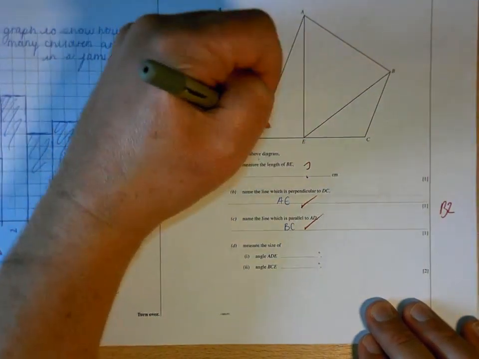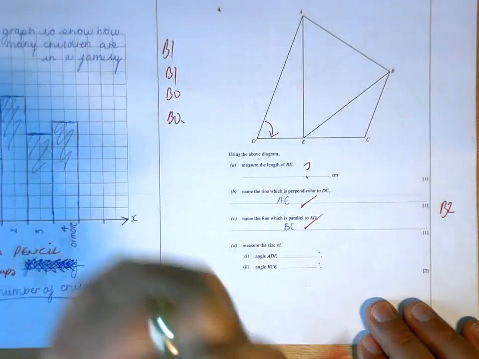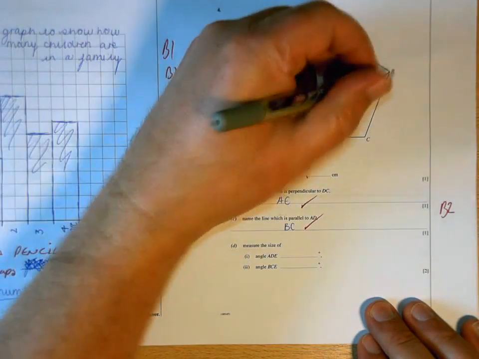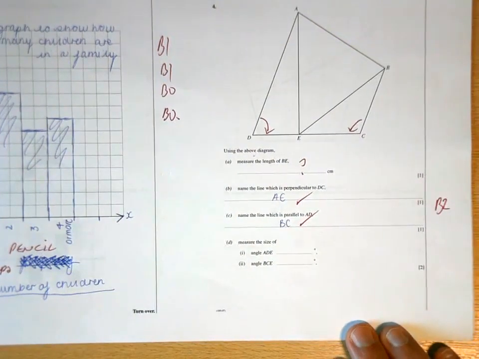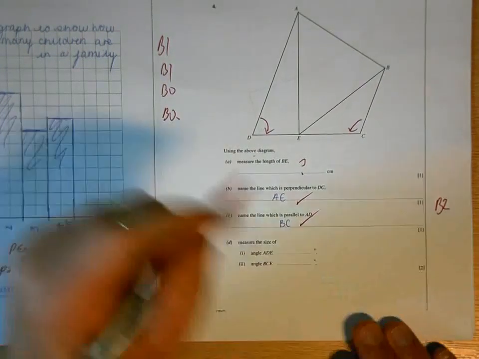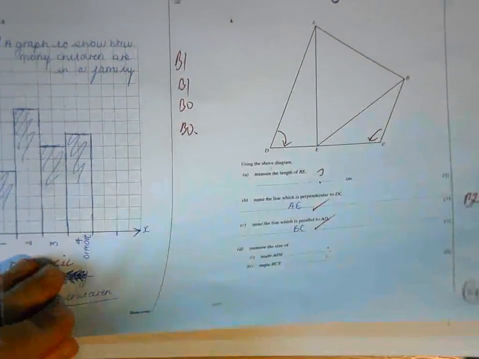Angle ADE is this angle. Watch the video clip. Practice it yourself. BCE is this angle. Watch the video clip. Practice it yourself. Jess, you have to be able to do those things. Just easy marks that you're throwing away.